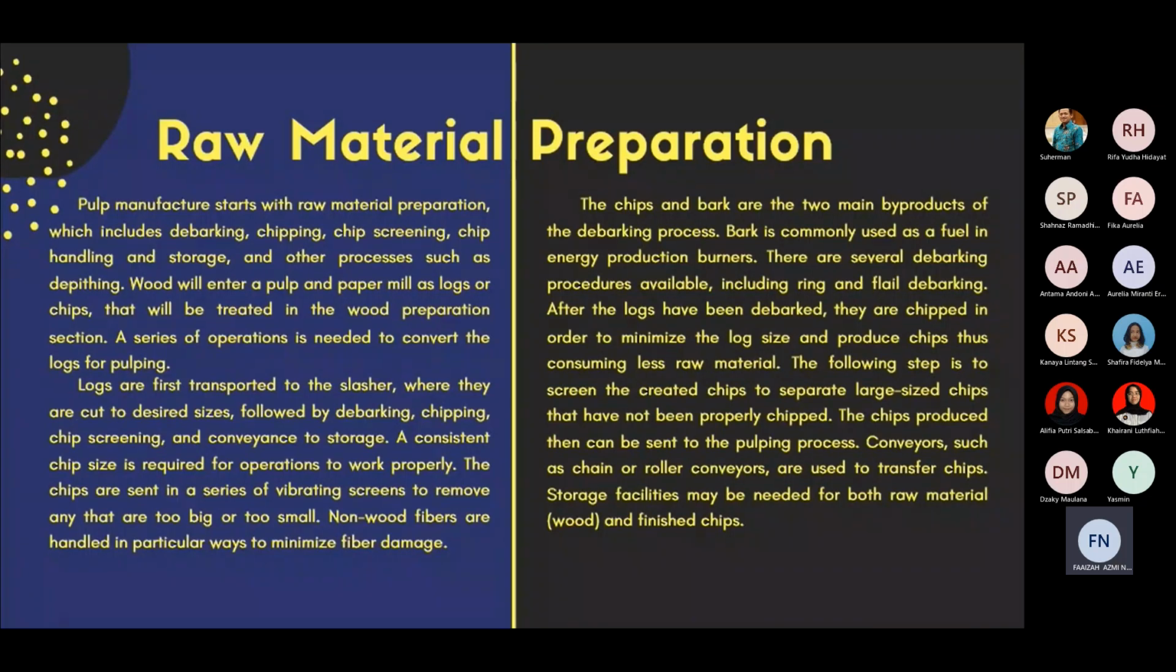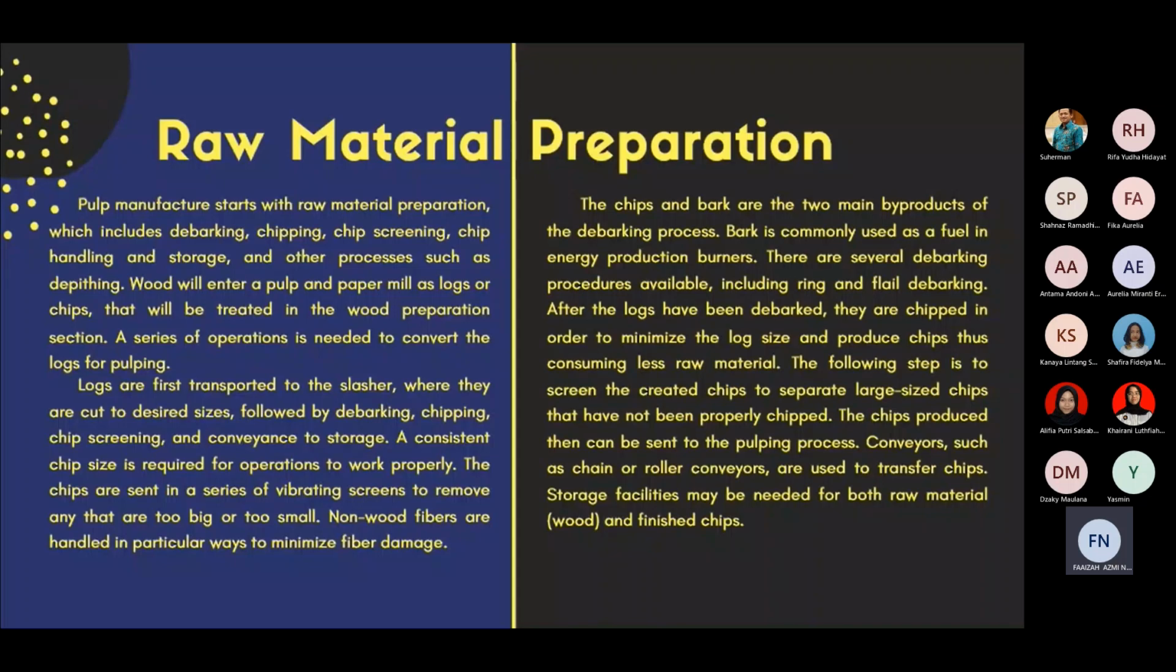The chips and the bark are the two main byproducts of the barking process. Bark is commonly used as a fuel in energy production burners, and there are several barking procedures available, including ring and flail debarking. After the logs have been debarked, they are chipped in order to minimize the log size and produce chips, thus consuming less raw material.